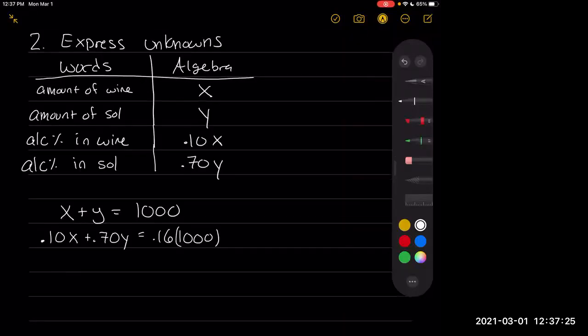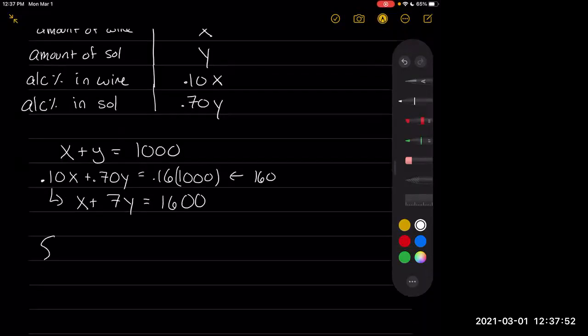So here we're going to simplify this second equation by multiplying by 10. So we can rewrite this one as X plus 7Y equals 160. Oh, sorry, 1,600. This number here is 160, but since we multiplied by 10, we end up with 1,600. So now we have our system as X plus Y equals 1,000, and X plus 7Y is 1,600.